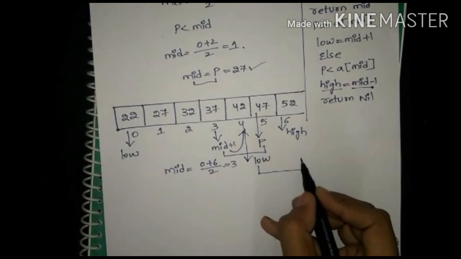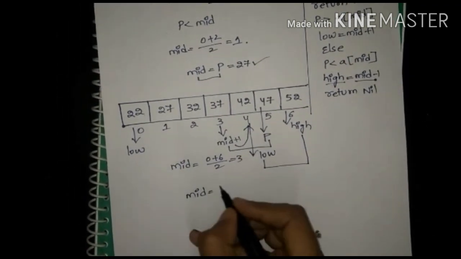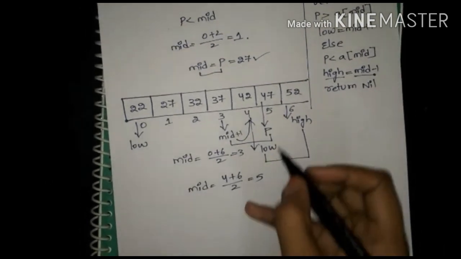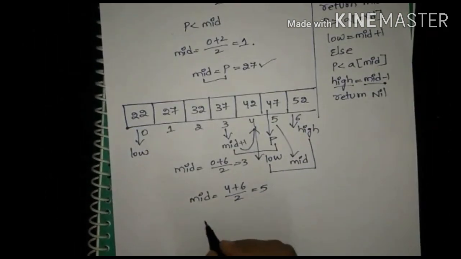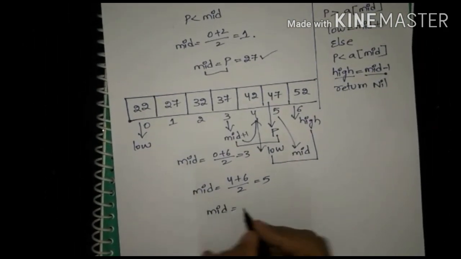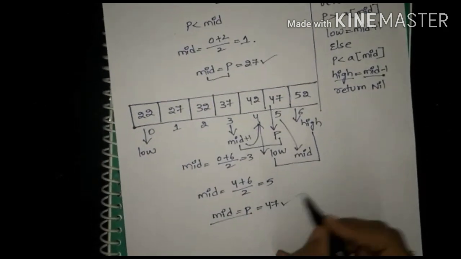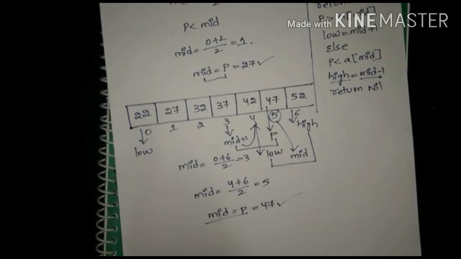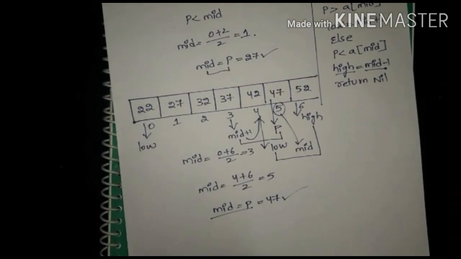So this is a loop. Again we have to find the mid value. Mid is equal to (4 plus 6) by 2, which gives 5. Now the mid is at index 5 and the target element is 47. Now we compare the mid value with 47, which is equal. So we find the target element at index 5. It will return the value. And this is how the binary search algorithm works.